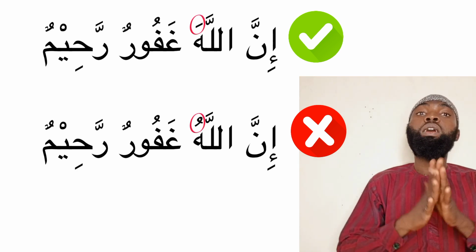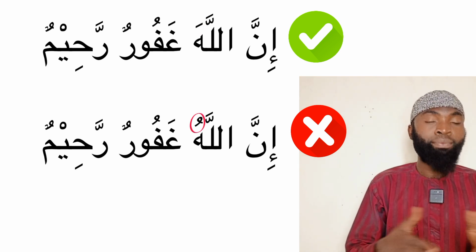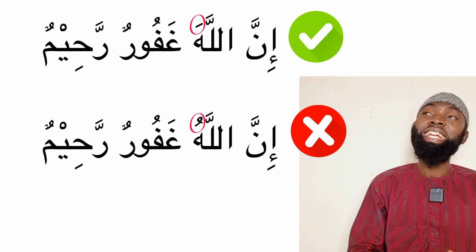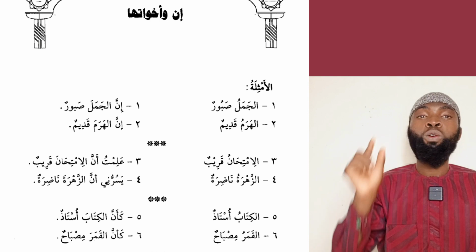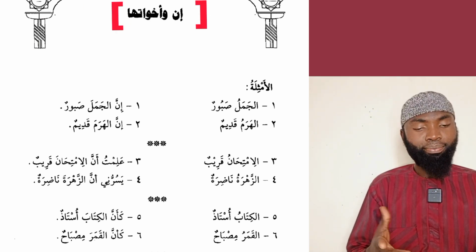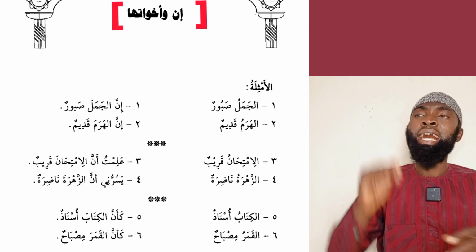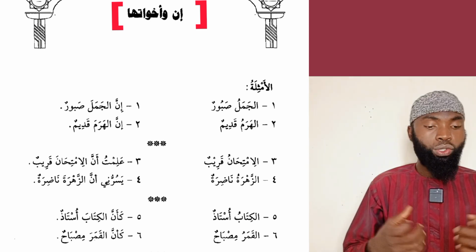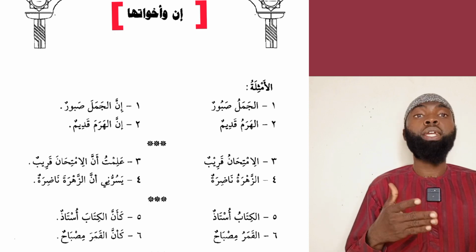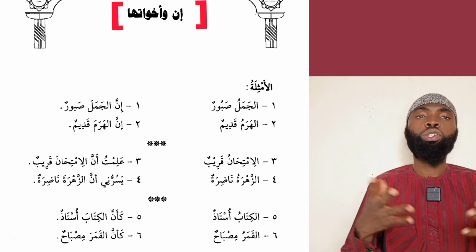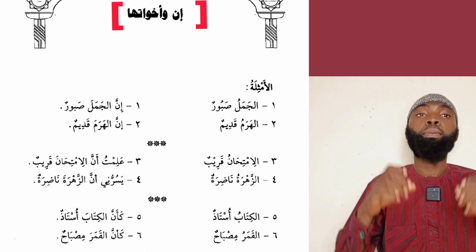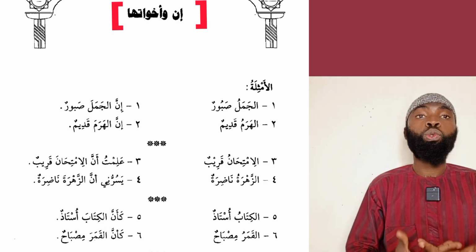There are other words which also share this rule with Inna, and that is why the topic of the day is Inna wa akhawatuha: Inna and its sisters, or Inna and its subordinates. So the word Inna is a word that we use for what? We use it as a subordinating conjunction. We use it to join parts of a sentence together. We also use it to open a sentence and to serve as stress, that is, emphasis.